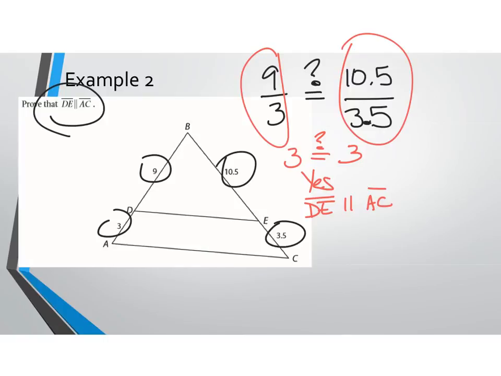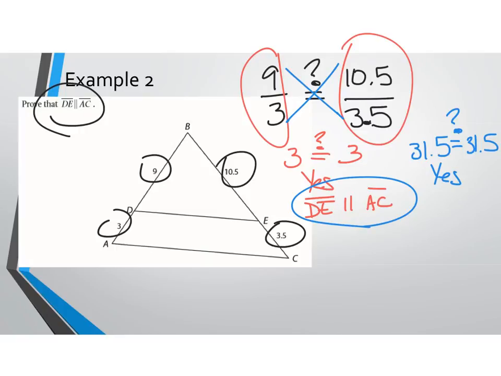The other way to prove that would be to set up the cross products and show me that those are definitely equal numbers. 9 times 3.5 is 31.5. 3 times 10.5 is also 31.5. You're asking yourself, is that equal to each other? Once again, you'd say yes. So that makes the line segments parallel.